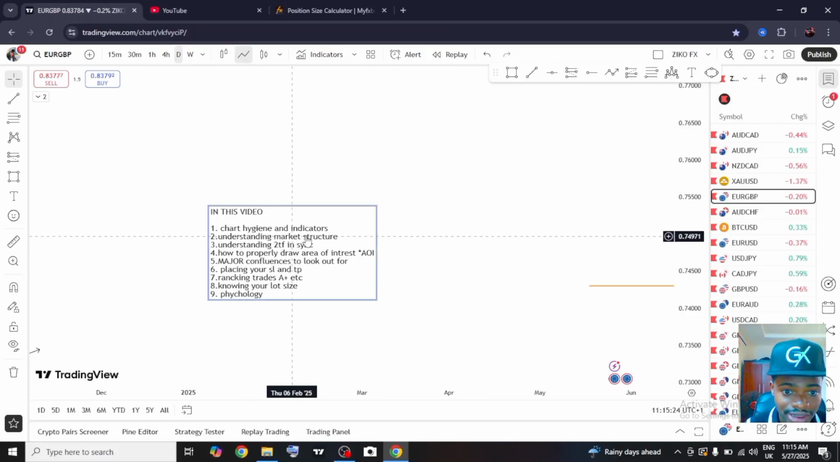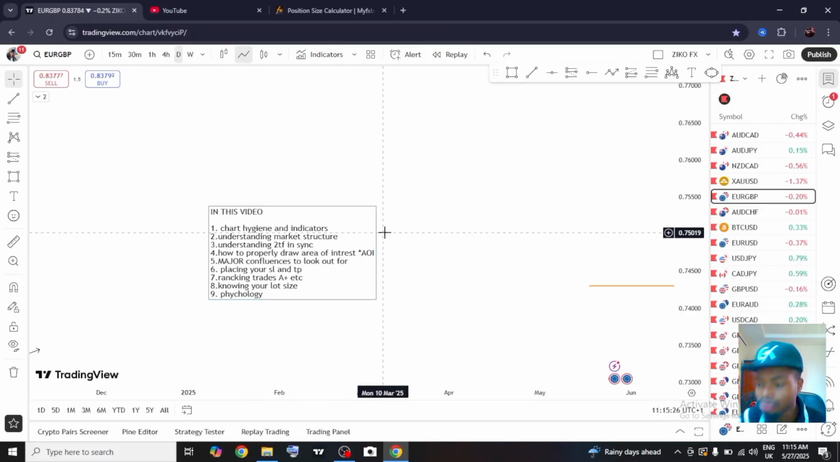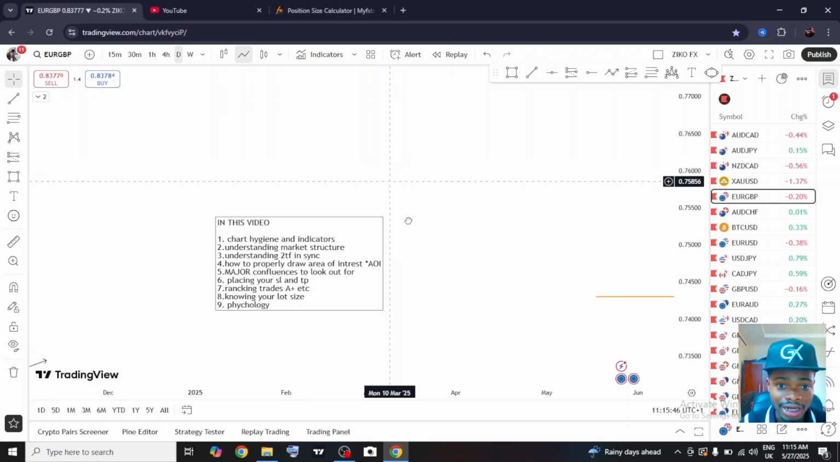2, you need to understand market structure. Now you need to pay attention to this part. It's very, very important, because if you don't know how to read market structure, every other thing you're going to be learning after now is absolutely going to be useless to you. You need to know how to read market structure, and I'll show you in a very easy way so that you can analyze the chart properly.